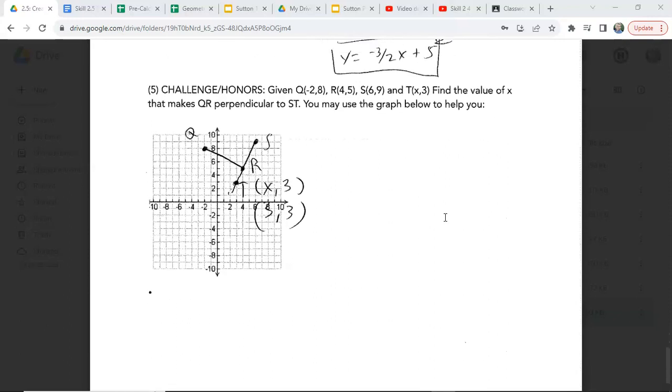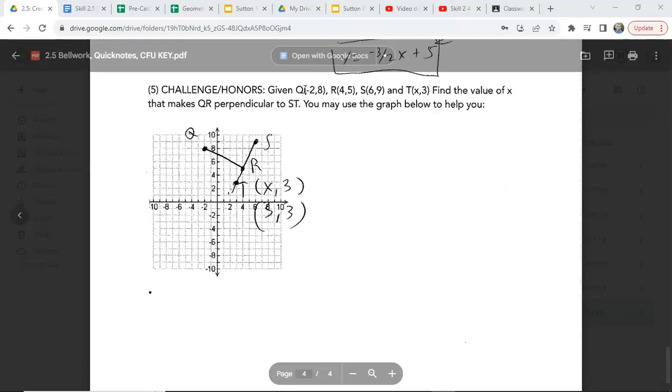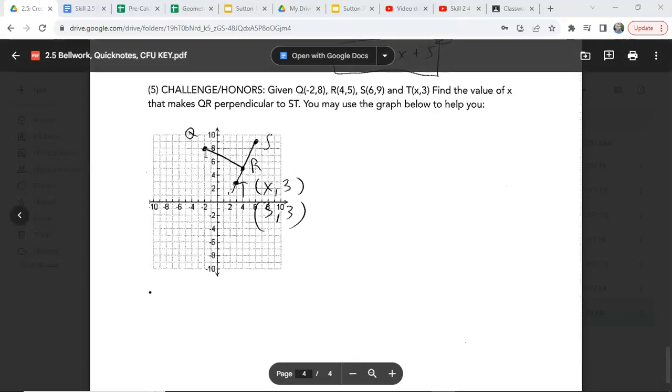And then we have the challenge question for honor students. Q is the point (-2, 8). R is the point (4, 5). S is (6, 9). And T is (x, 3). So we don't know what the x value is. We do know it's at a y value of 3.